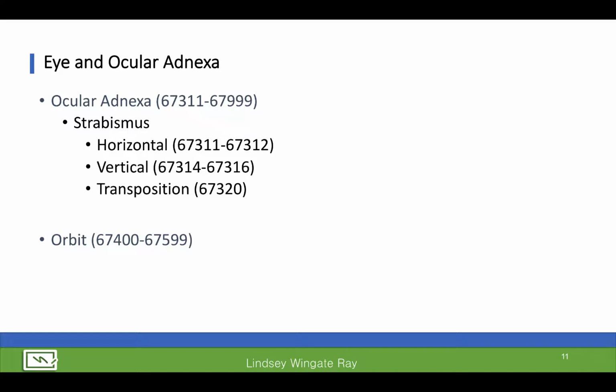The next section is the orbit, 67400 through 67599, and it lists exploration, excision, and decompression codes. There are several parenthetical instructions in this section that you should review. Now let's turn to the eyelid section.